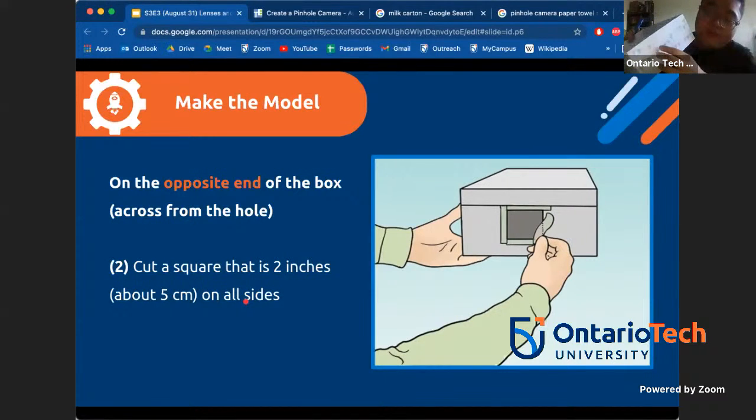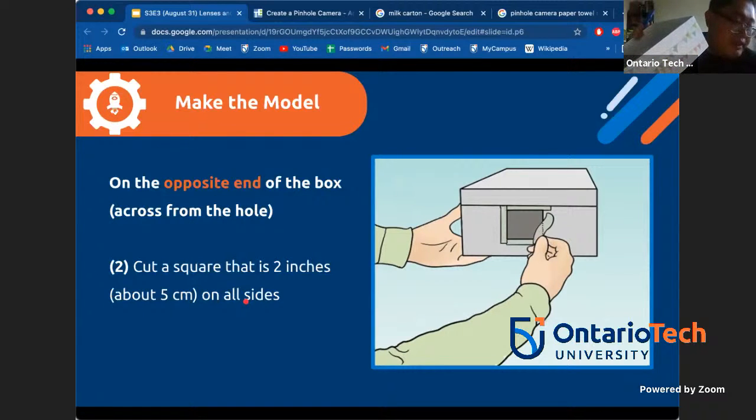I would try to create an outline of the square that you want to cut out. I don't know if you can see it over here on my screen. I have a square that I outlined with a pencil, and that's what I want to cut.